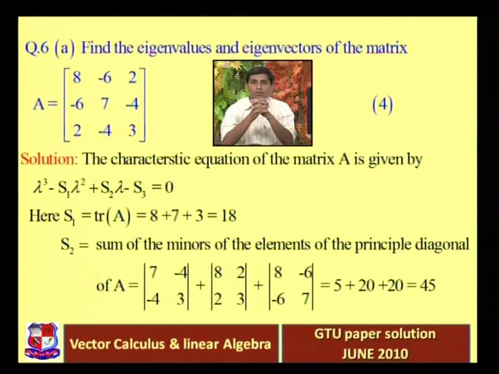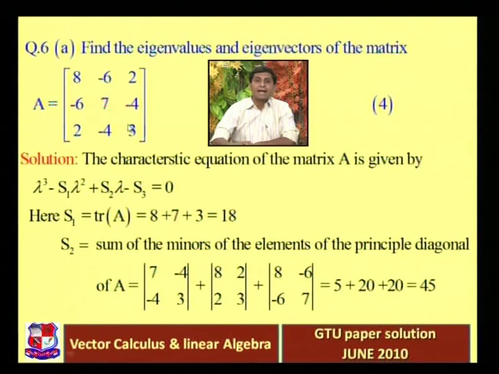Now what is the meaning of s2? It is the sum of the minors of the elements of the principal diagonal. So we have to find the minors of all the main diagonal entries: the minor of 8, the minor of 7, and the minor of 3. This is our main diagonal entries. Then we add all the 3 minors. I hope that you know how to find the minor of any element in a matrix.